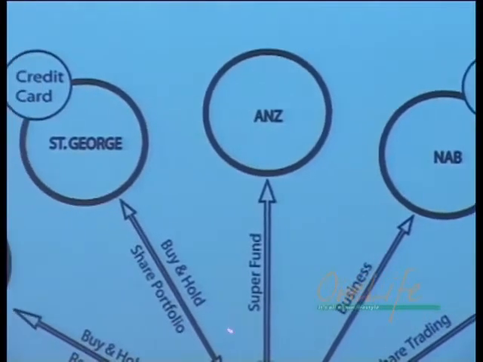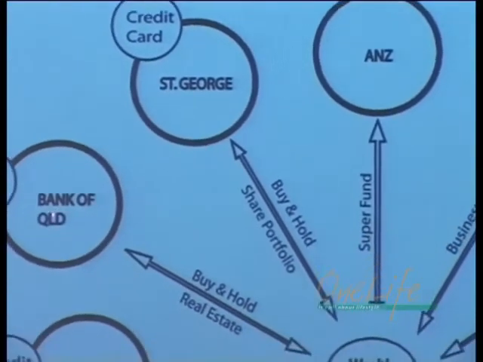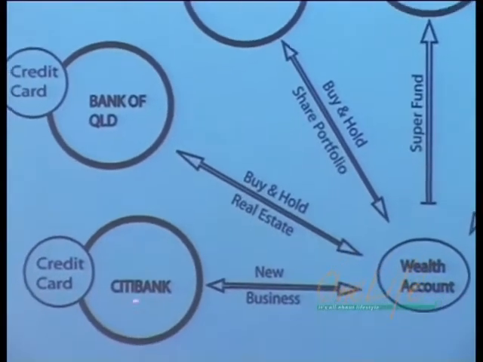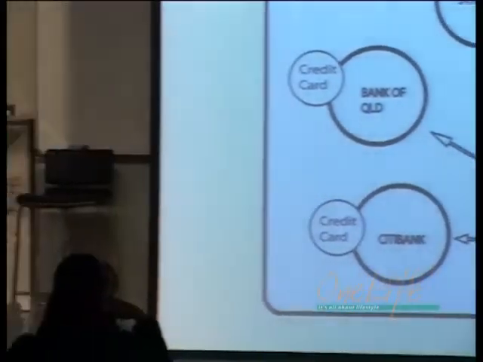Later, you will have buy and hold share portfolios. In this case, it was St George. Buy and hold real estate. In this case, it's Bank of Queensland. New businesses. This is Citibank. Now, why am I using all these different banks and why are we doing all this? Because as you sit here and think, you'd say, oh my goodness, look at all the fees. It costs about somewhere between $70 and $100 a year to have a check account and a credit card.